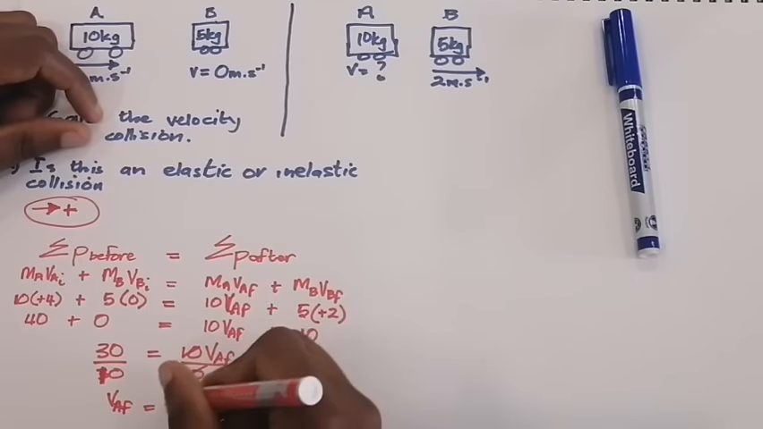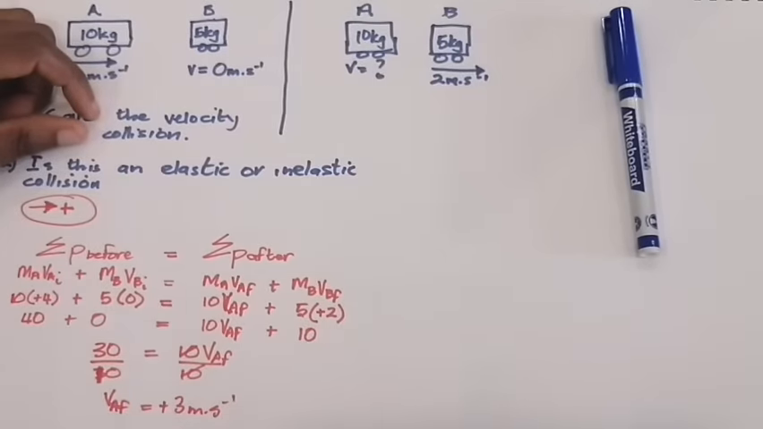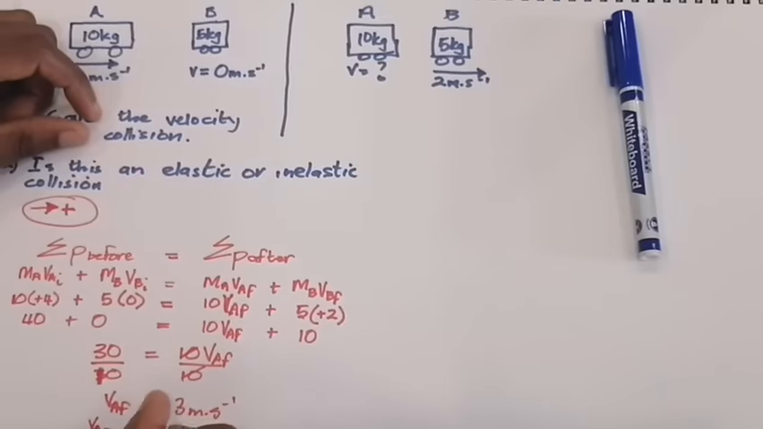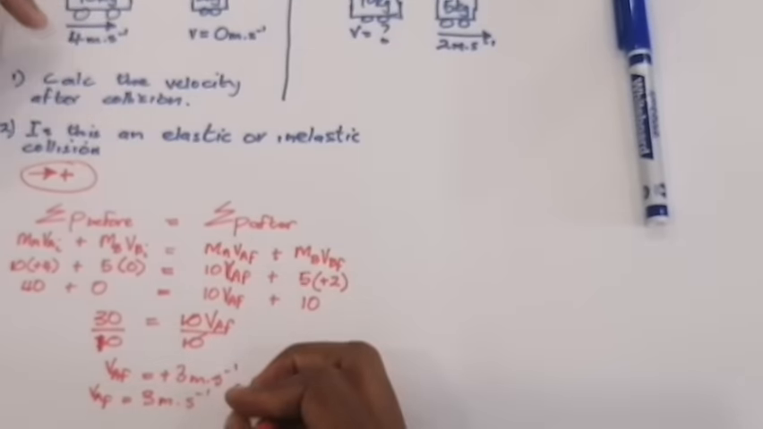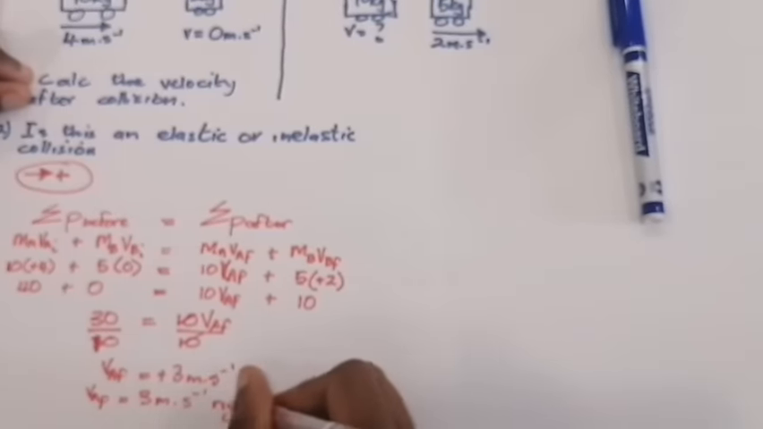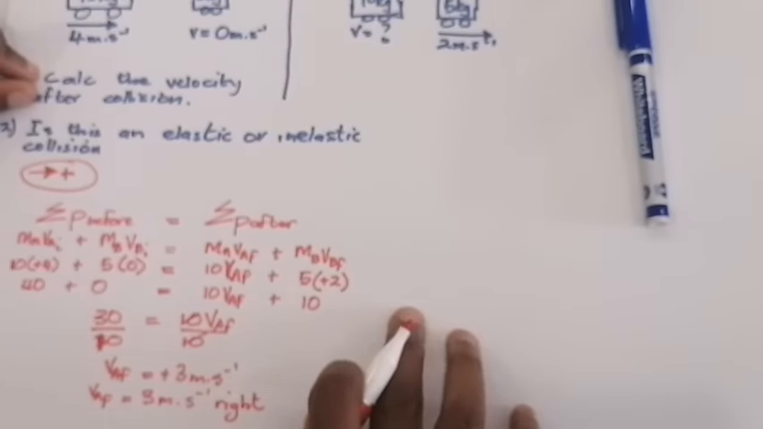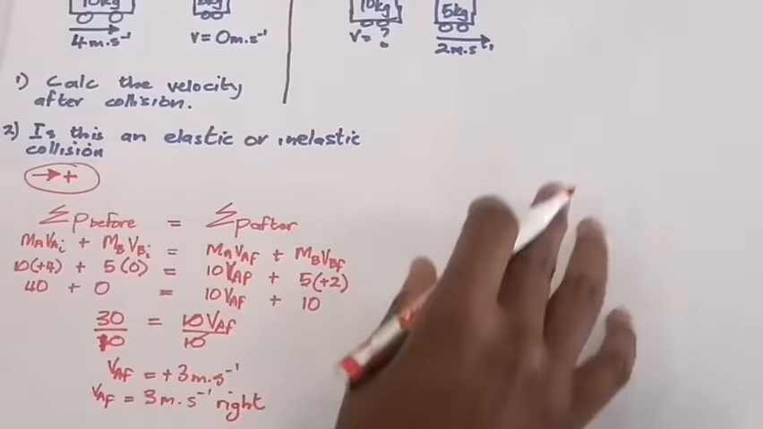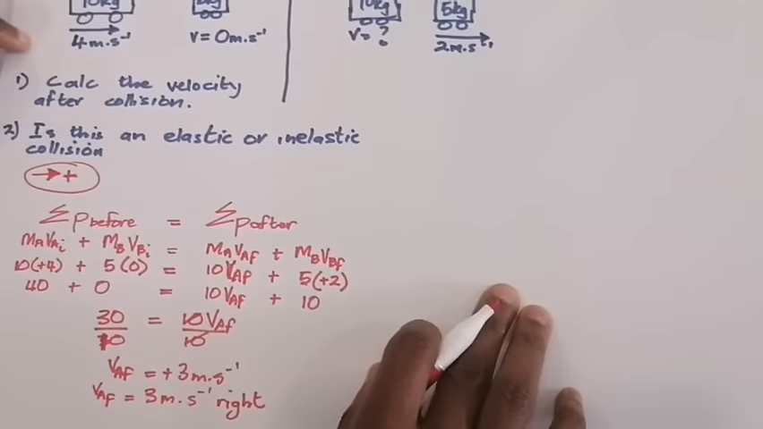And by the way, it is important to note that that answer is positive. What does that actually mean to us? It means that the velocity of A after collision is 3 meters per second. And in which direction? In our original direction, which is to the right. Very important for us to note. Okay, right, I'm going to move over to the other side so that I can answer the second question now.